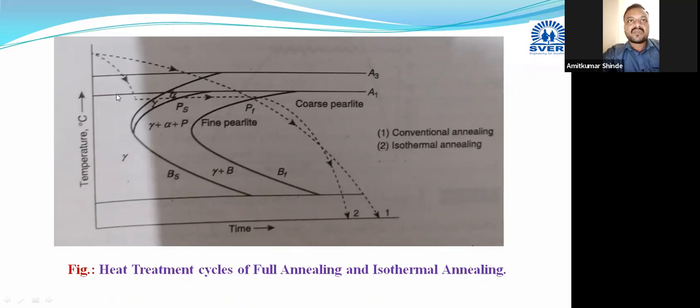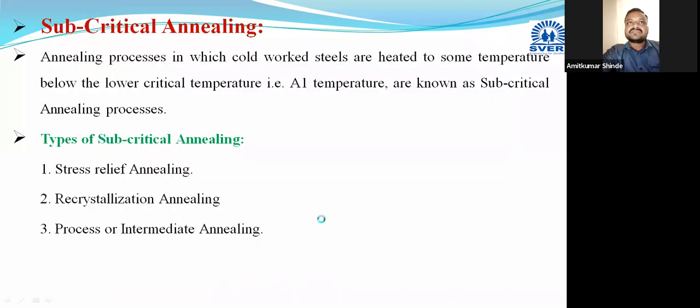As here we are holding the sample below this A1 temperature at constant temperature, we will get the transformation product finally, at room temperature, whichever pearlite is obtained, it is uniform. Uniform or fine pearlite will be obtained in this case, and in the conventional annealing, some coarse pearlite due to the very slow cooling. This is the furnace cooling. Here in isothermal annealing, air cooling is done. So this is the type.